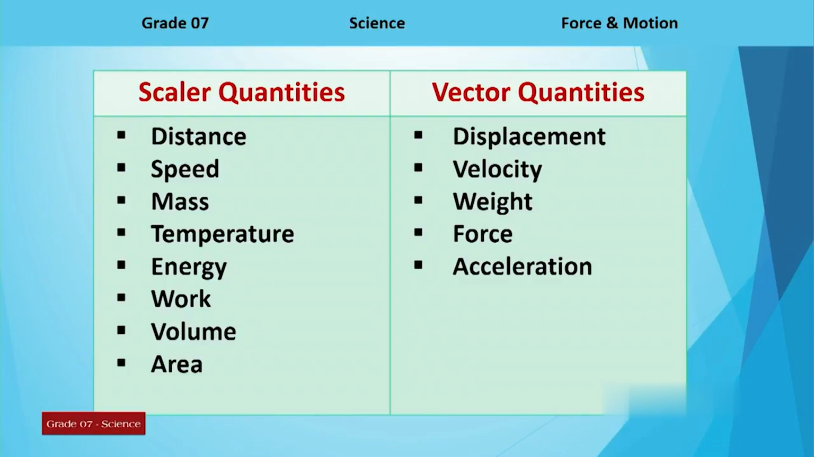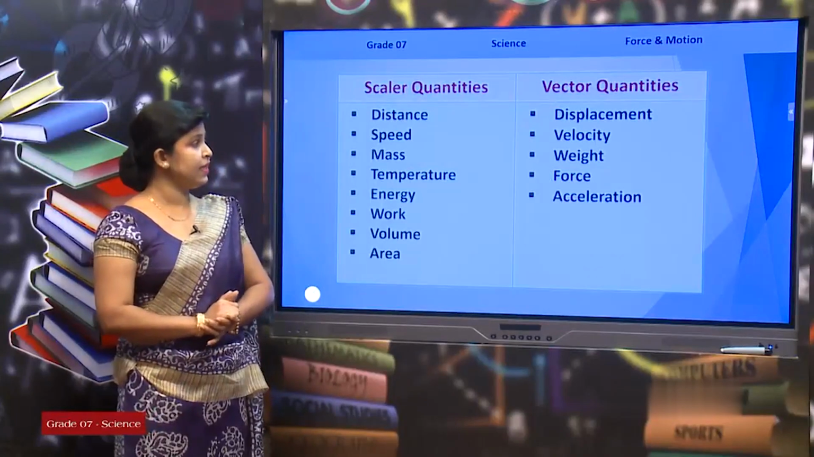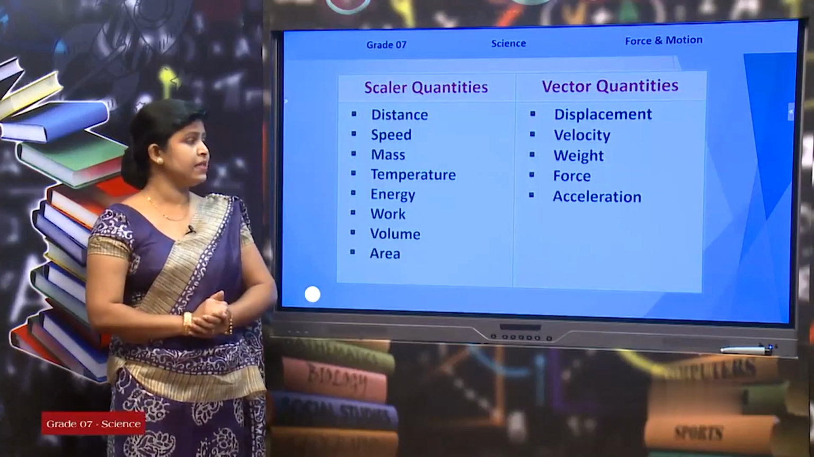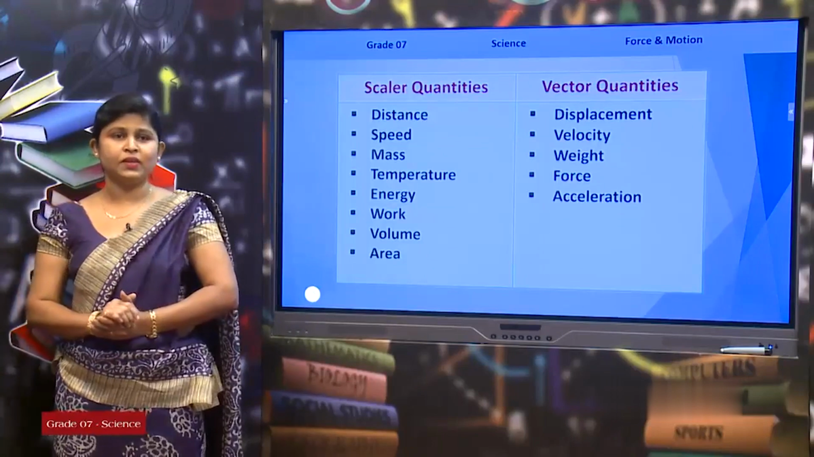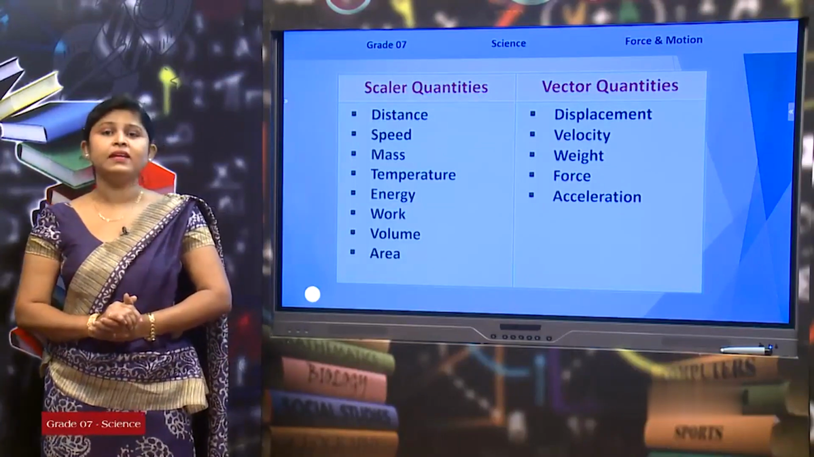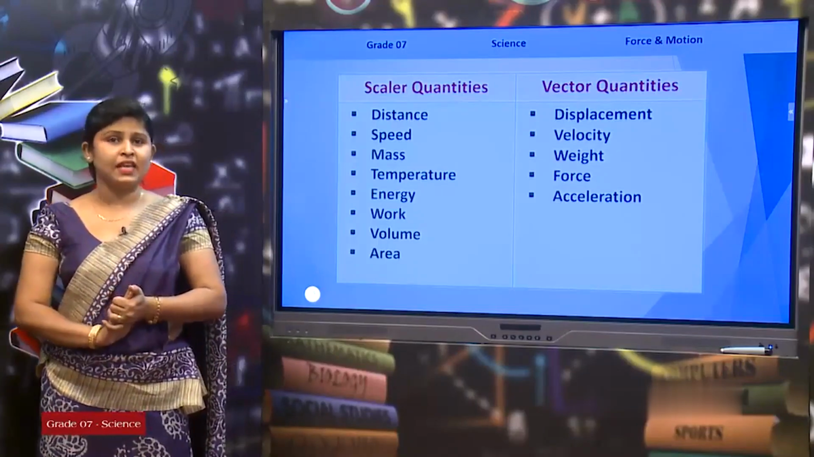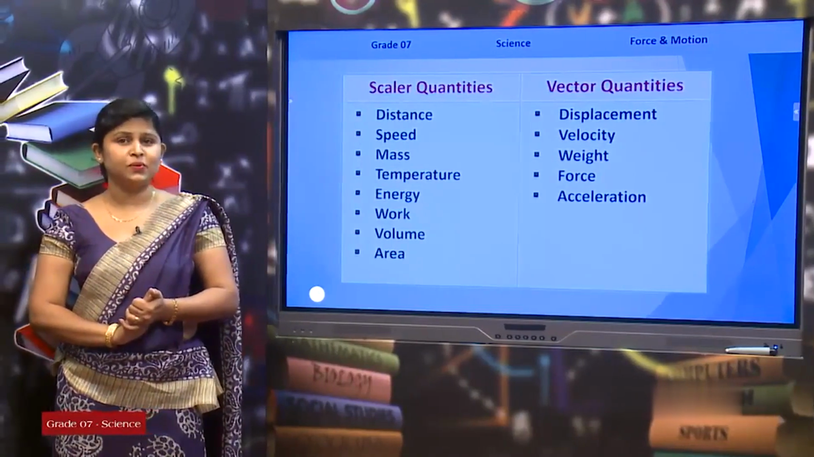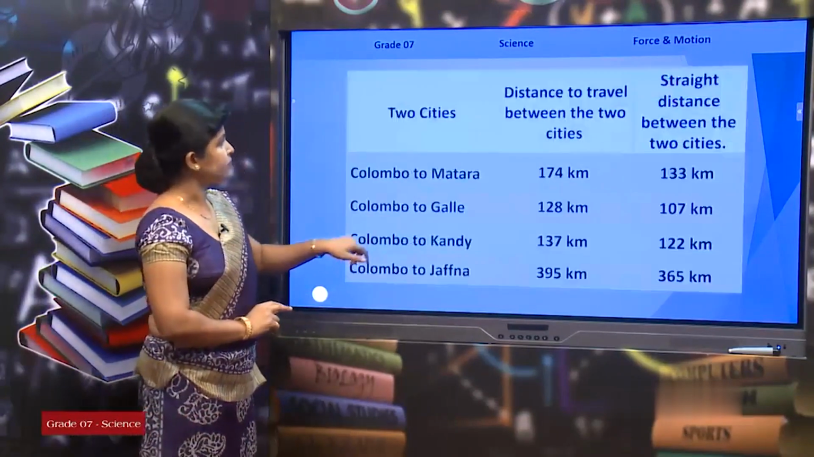But the quantities given in the second column are vector quantities. They should have a definite direction: displacement, velocity, weight, force and acceleration. So, when we are talking about vector quantities, we have to indicate the direction. That is the difference between vector quantities and scalar quantities. That was new to you. Now, today you learnt that, right?